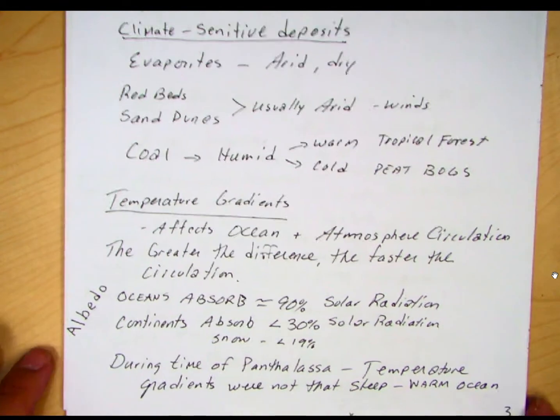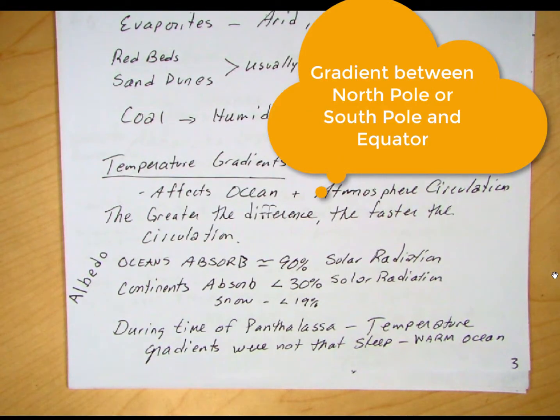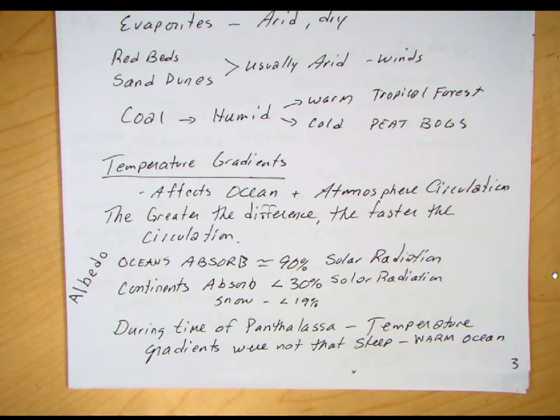The other thing your book mentions is this idea about temperature gradients. It just means that the steeper the gradient between poles and equators, so if the poles are really cold and the equator is very warm, you're going to get quicker turnaround, faster circulation, because it's a steep gradient. But if the poles and the equator are about the same temperature or close to the same temperature, then the circulation is going to be slower, right? So these temperature gradients affect how ocean and atmospheric currents circulate on our planet. The greater the difference, the faster the circulation.